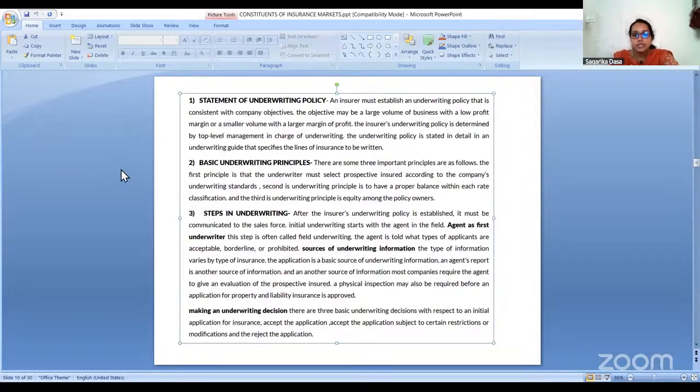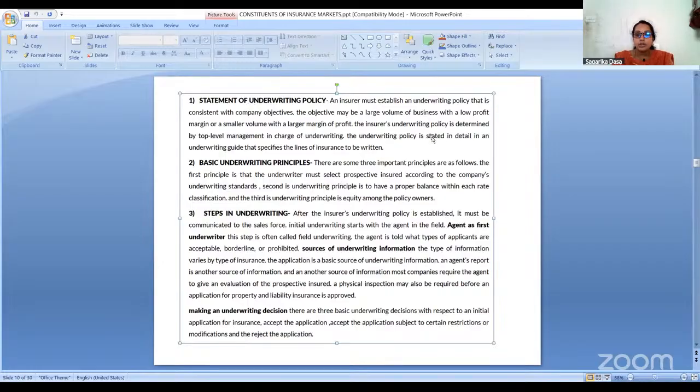The insurance underwriting policy is determined by top level management in charge of underwriting. Now, who will deal with the underwriting policy? It is the top level management of the company that will deal with the insurance underwriting policy.